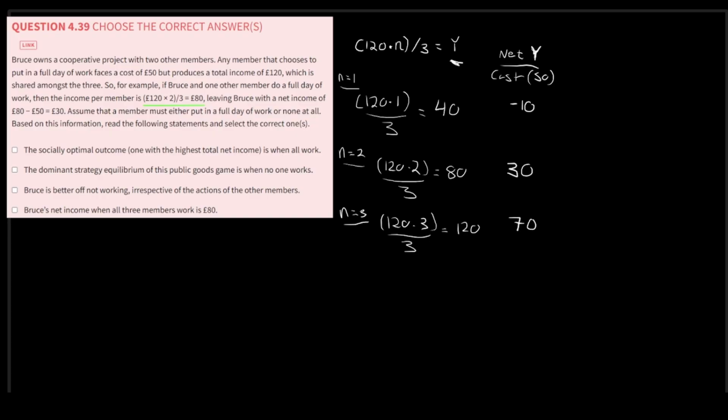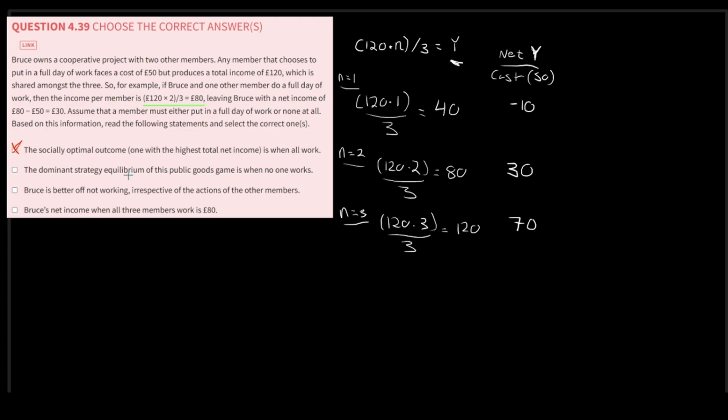So the first one there, the socially optimal outcome, that is the one with the highest total net income, is when everybody works. Well, hey, we just went through that. When n equals 3, we get a net income per person of 70. So that is the highest net income. That is our first true statement.